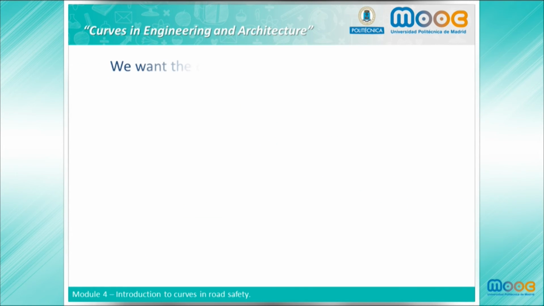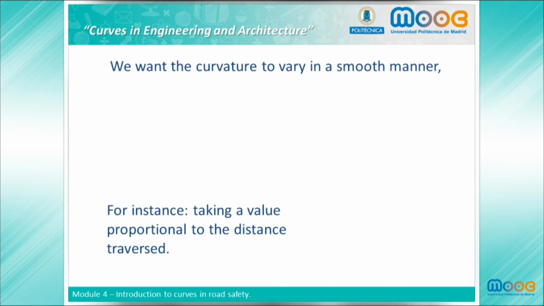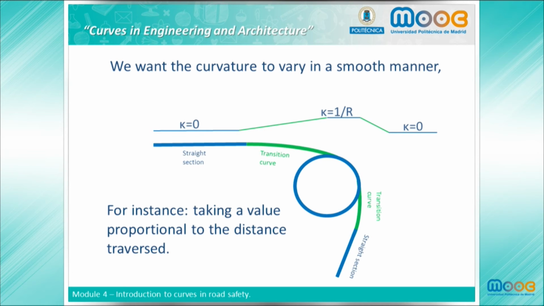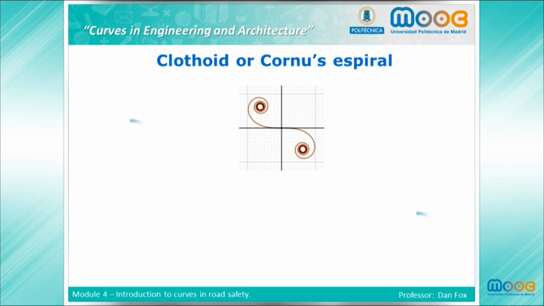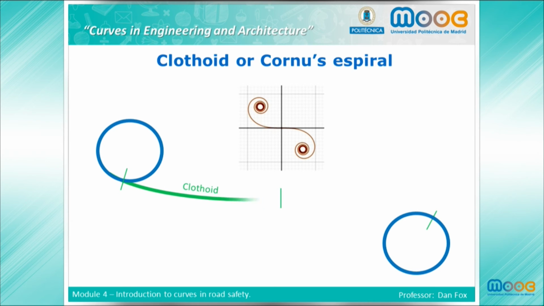In order to obtain a smooth transition from straight to circular, there are used curves in which the curvature varies from zero to a required value in a smooth manner, taking for instance a value proportional to the distance traversed. A curve with the property that its curvature at a point of the curve is proportional to the distance moved along the curve is called a clothoid, or a Cornu spiral. These are the most commonly used transition curves in planar road design.